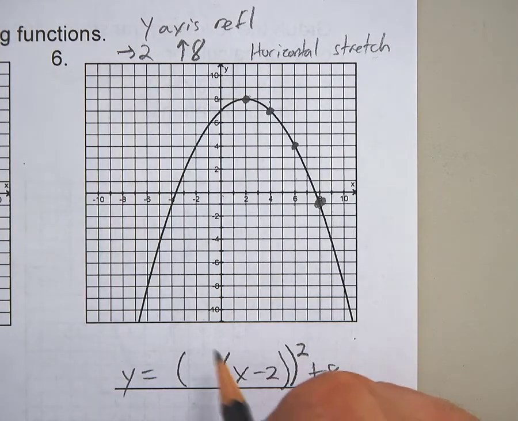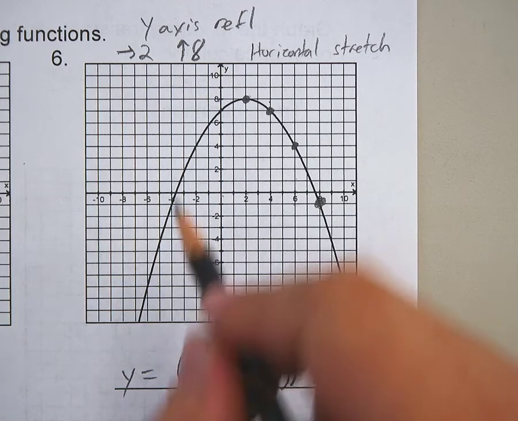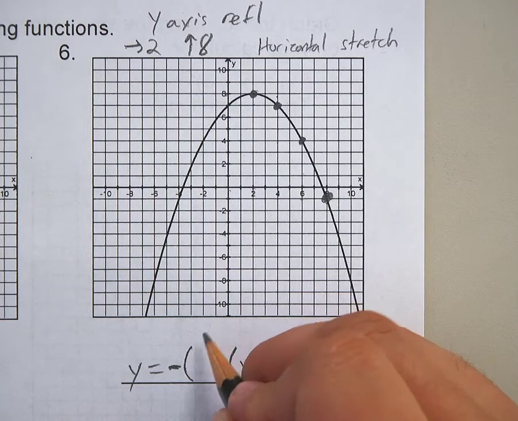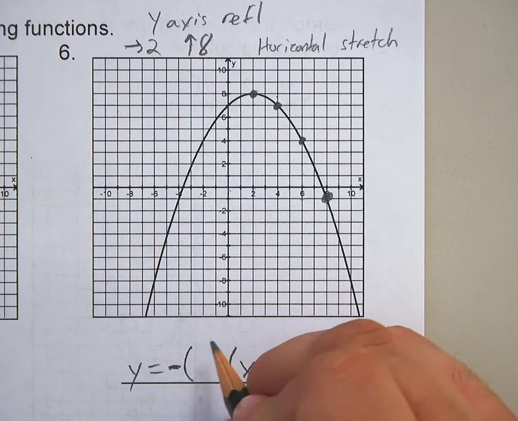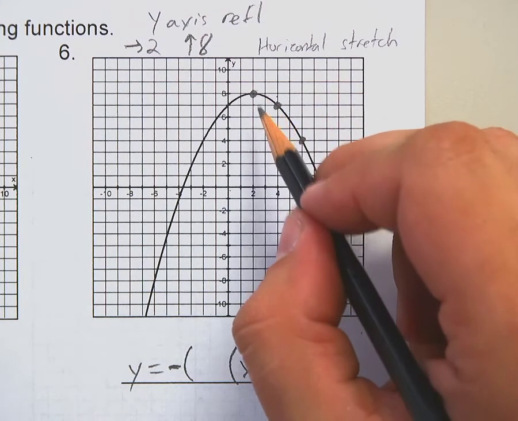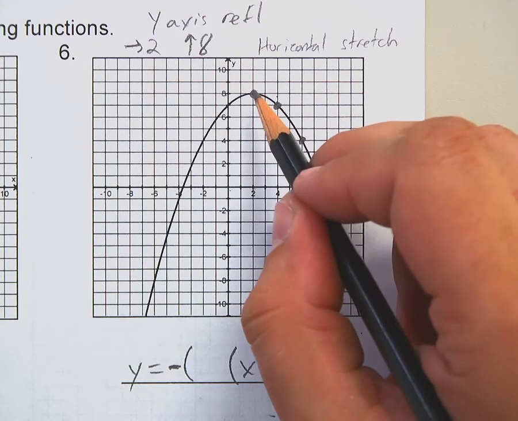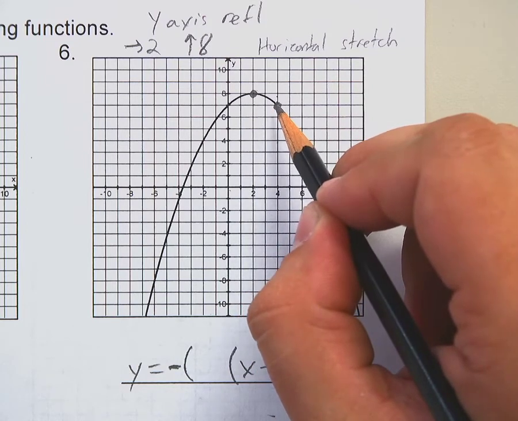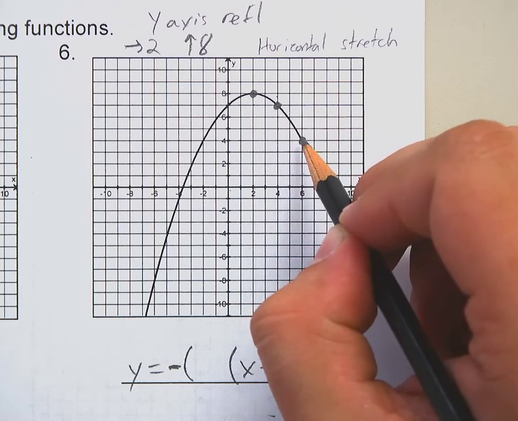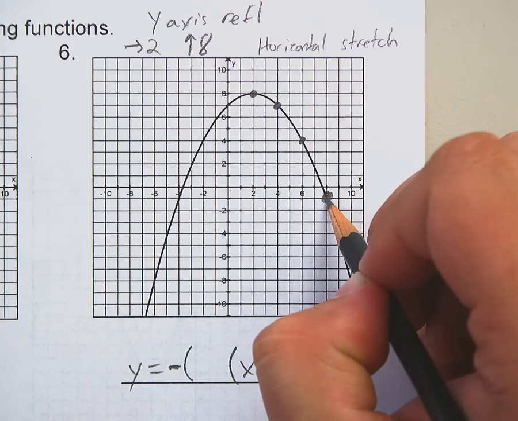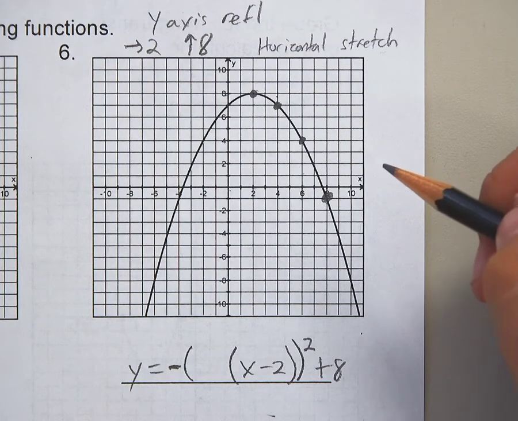And then I need to figure out what goes in right here. I can go ahead and do my y-axis reflection as a negative out here. I need to go ahead and pick up what happens right in here. So my horizontal stretch. Horizontally, I'm stretching this thing. I was going over just 1 in the parent. Now I'm going over 2. I was going over 1, now I'm going over 2. I was going over 1, now I'm going over 2. So everything's twice as big.